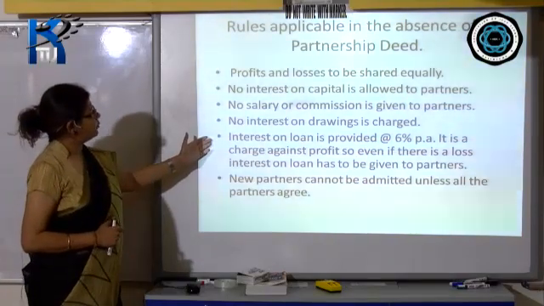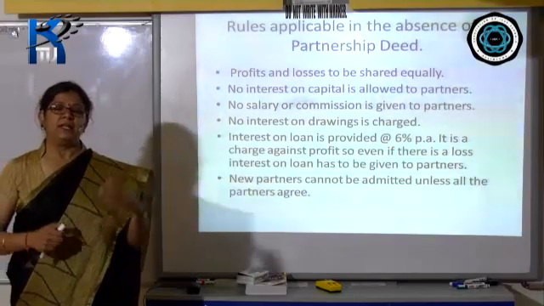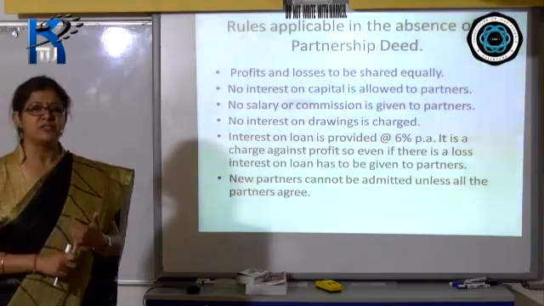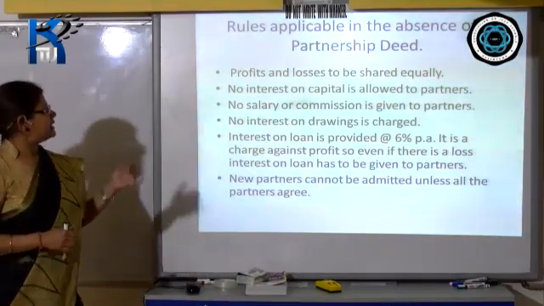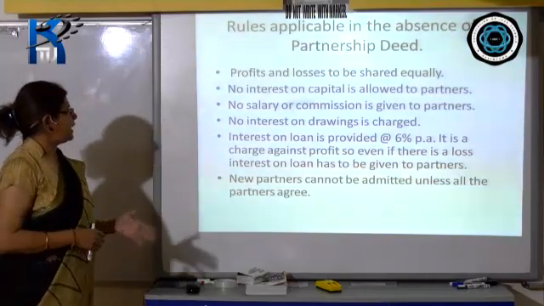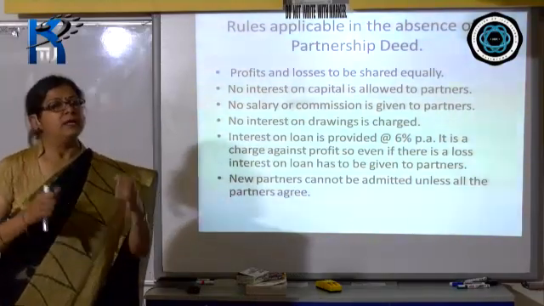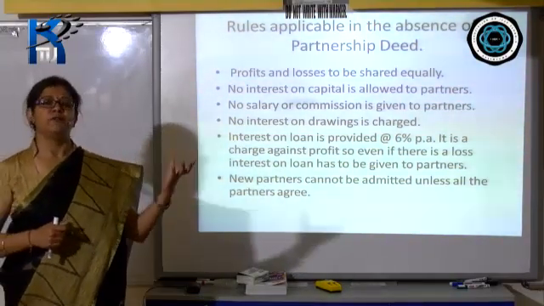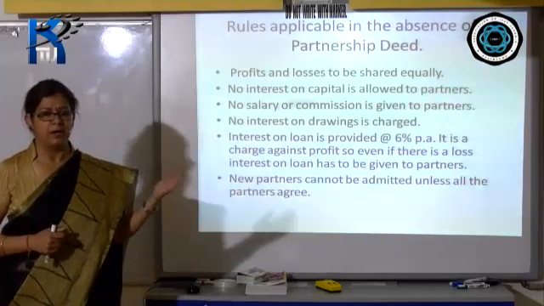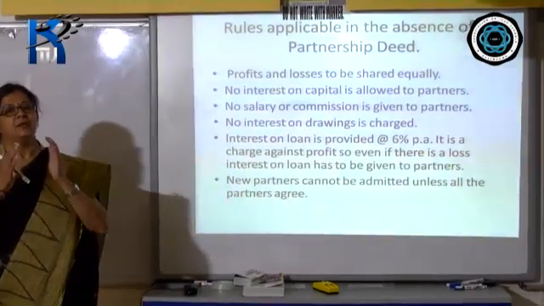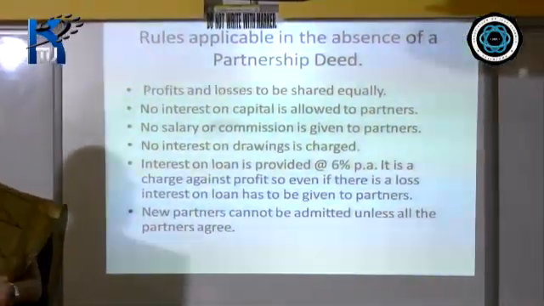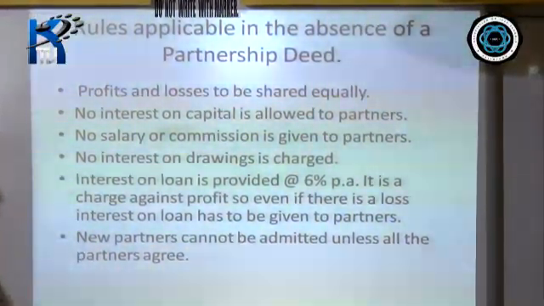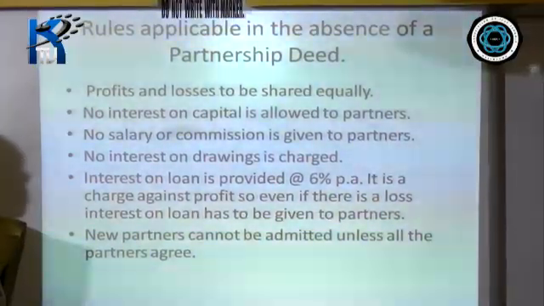The next rule says interest on loan. This is an important point which children should emphasize. Interest on loan is to be provided at the rate of 6% per annum. Now, what is interest on loan? Supposing a partner, besides giving his share of capital, also advances some amount to the partnership firm. That is the loan granted by the partner. On that loan, the partner is supposed to get a certain amount of interest. And what is the percentage? The percentage is 6% per annum.